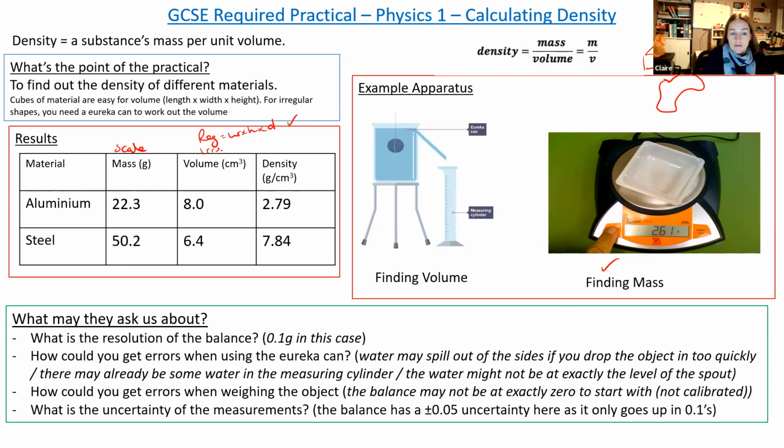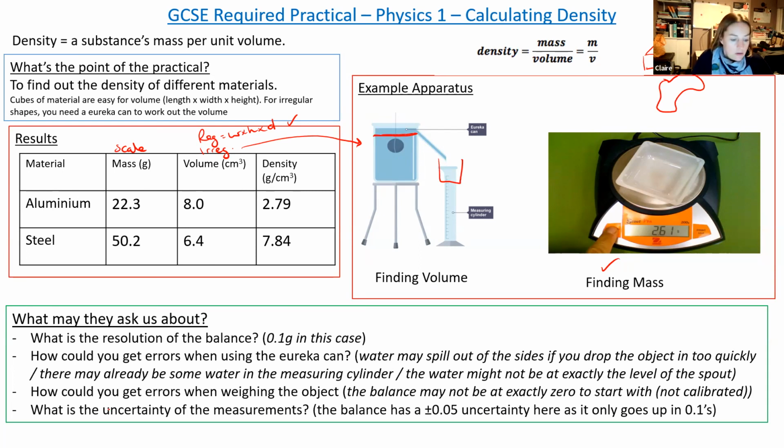For an irregular object, you need to use a Eureka can. You don't even need to use a Eureka can, you can actually just use a measuring cylinder as well, but they'll probably want a Eureka can. And there are things you've got to remember with this. You've got to fill it up until it stops dripping. So you have a little beaker underneath, fill it up, and when it stops dripping, that means it's at the right level for the water.